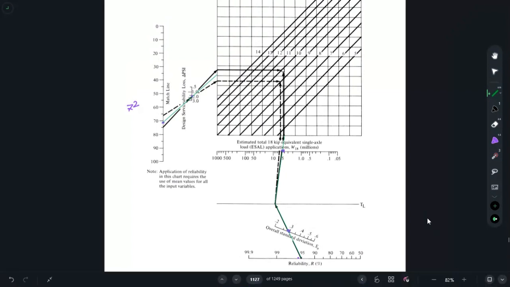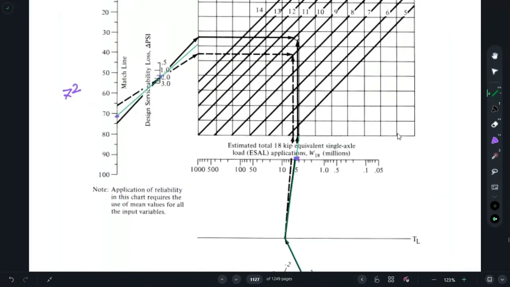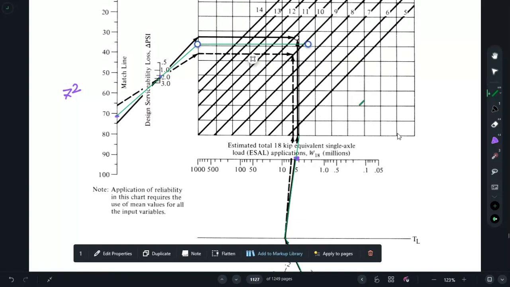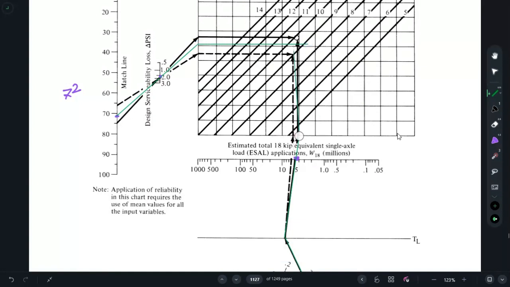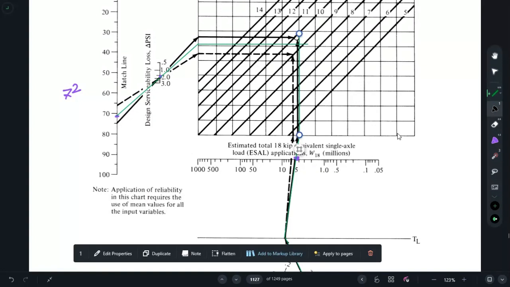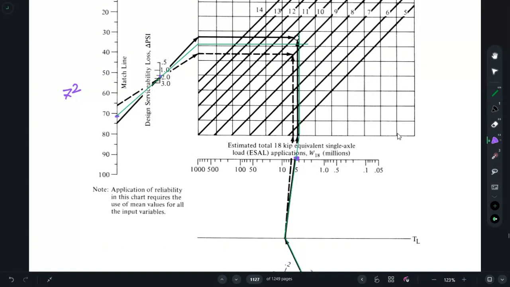I made some mistake previously. Well, a line will go like this and come up to this, and another line will go and intersect like this, and the intersecting point is this. This point is our intersecting point, and it lies between 9 and 10. So we can say that the depth is 9.5 inch, or you may use 10 inch, no problem.